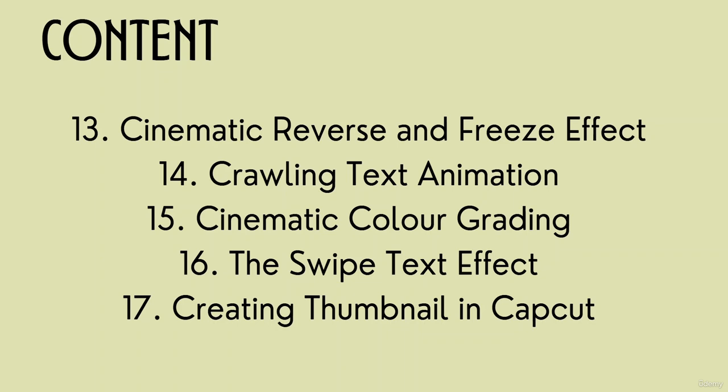cinematic reverse and freeze effect, crawling text animation, cinematic color grading, the color swipe text effect, and creating a thumbnail in CapCut. After completing this class, you will be able to learn about the workspace and the interface. You will be able to use masks, speed up and speed down your video, do advanced color grading, and also track objects inside the video.